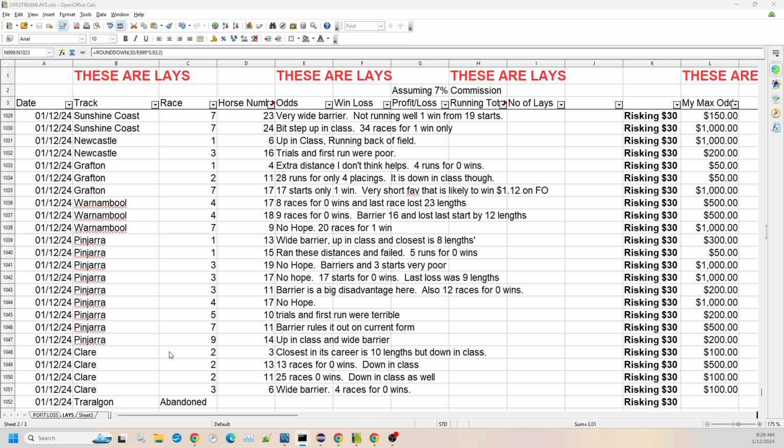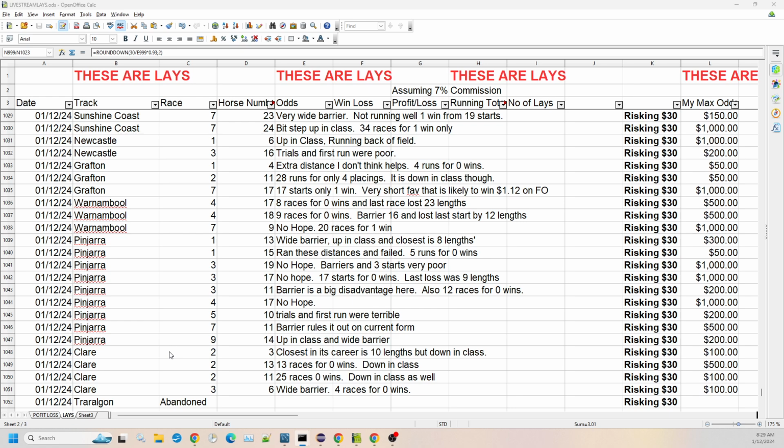Then we've got Clare, where we've only got 2 races, but the first race is Race 2. I've got 3 selections, 3, 11, and 13. Number 3, closest in its career has been 10 lengths, but it is dropping in class, which is most of the horses in this race. So don't be too concerned that the 3 I've picked in this race are dropping in class. It's just a race where everyone is dropping in class. So I'm willing to go up to $100 on number 3.